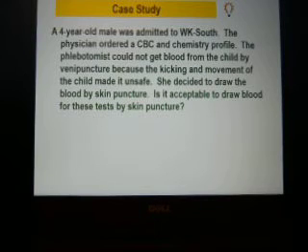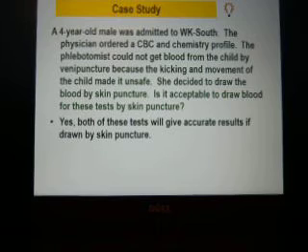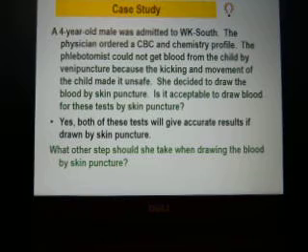Is it acceptable to draw blood for these tests by skin puncture? So you've got a CBC and chemistry profile. Yes, both of these tests will give accurate results if drawn by skin puncture. What other step should they take when drawing the blood by skin puncture?